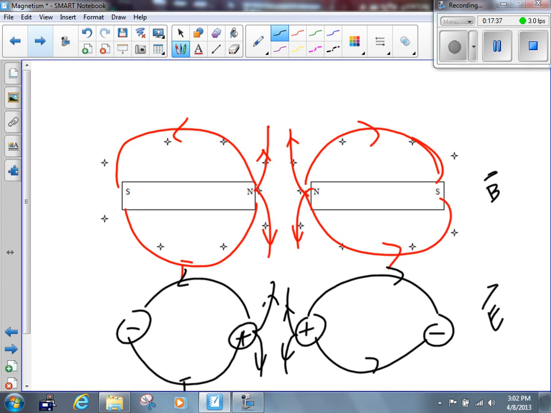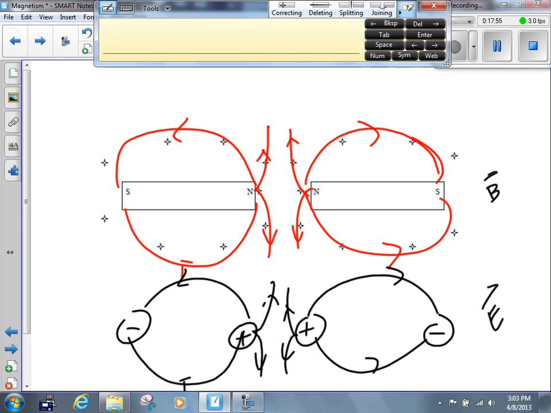Now, all of these fields are what we call non-uniform fields. We know what that means, right? A uniform field is a field that's constant. It's the same value everywhere. These are all non-uniform fields. How do we know these are non-uniform magnetic fields? What in the diagrams tells us that these are non-uniform fields?